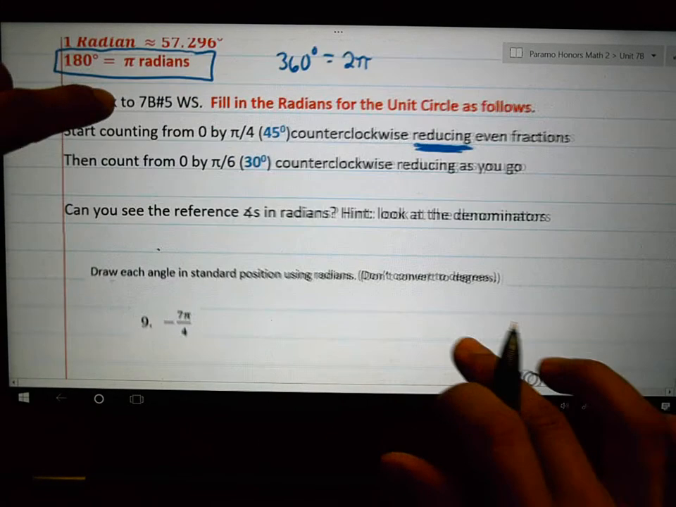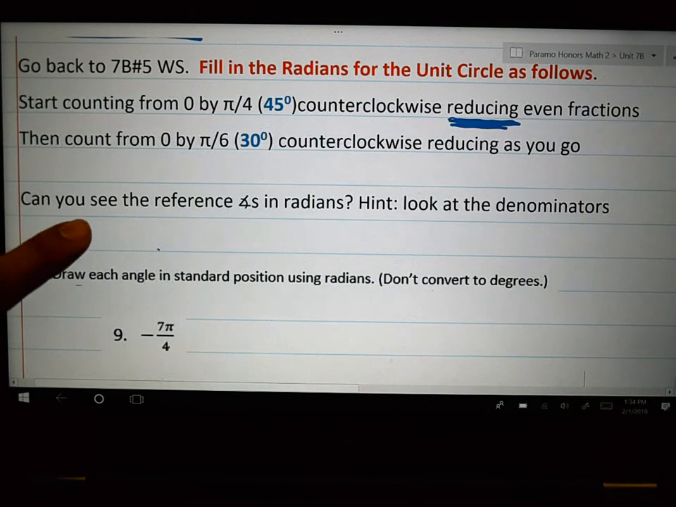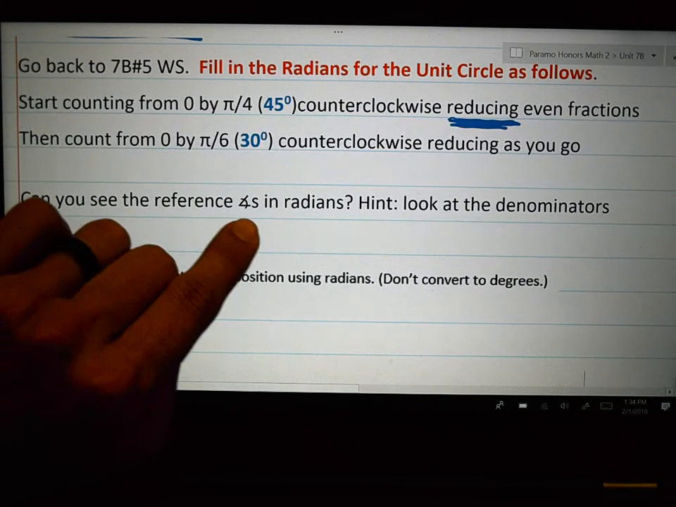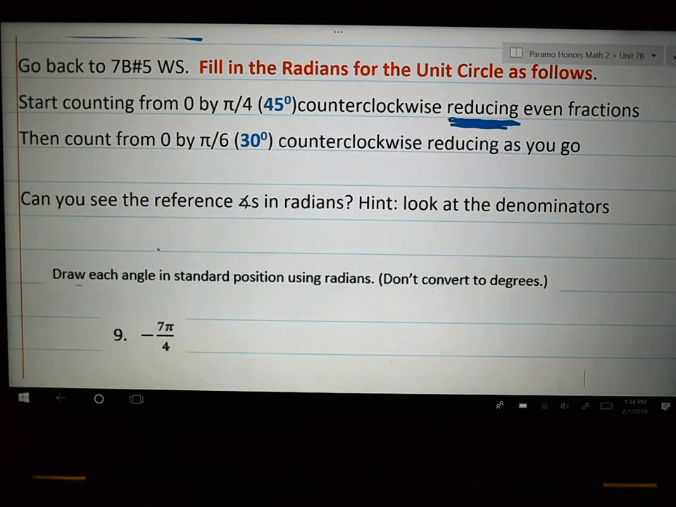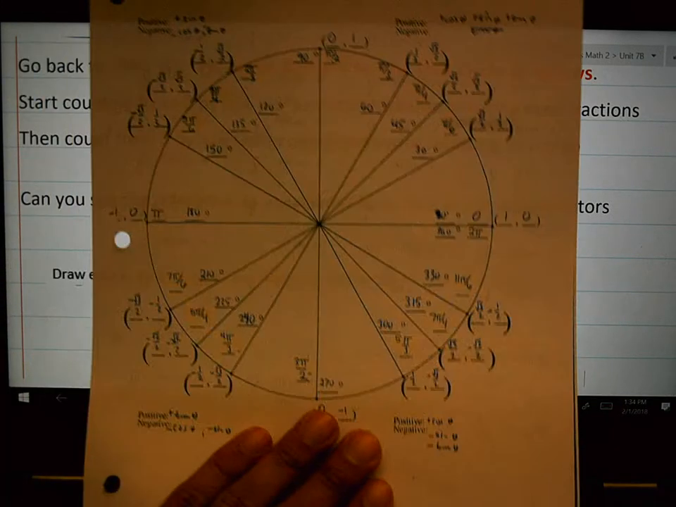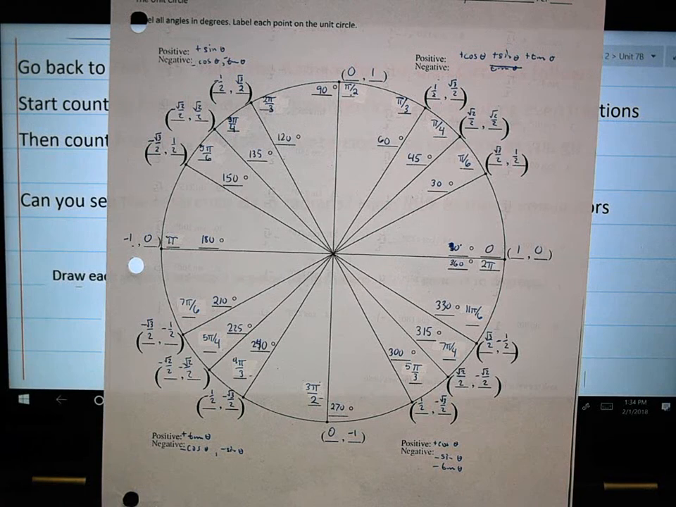Let me turn that light off real quick. Can you see the reference angles in radians? Hint, look at the denominators. Let me zoom back out and turn this light back on. Look at this reference angle.